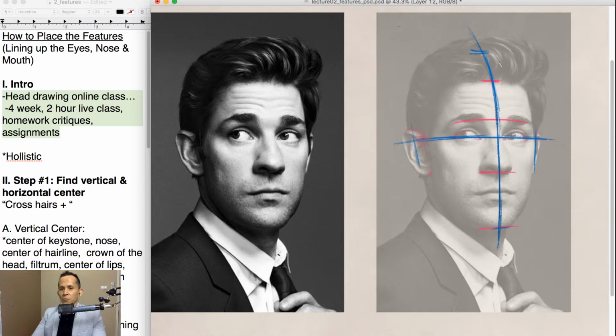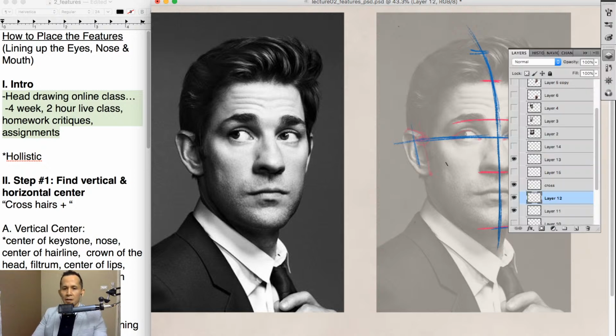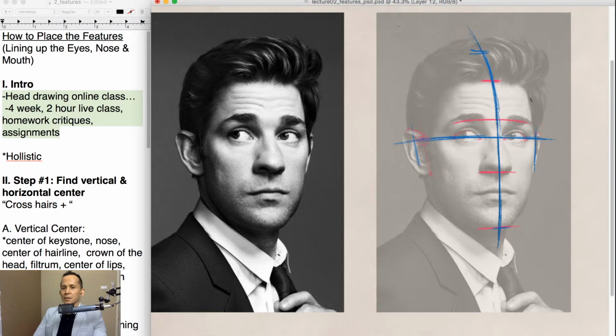So this is called the rule of thirds because it divides our face into three relatively even sections. One third, one third, one third, rule of thirds. I believe it was Loomis who first kind of popularized that measurement. Andrew Loomis.